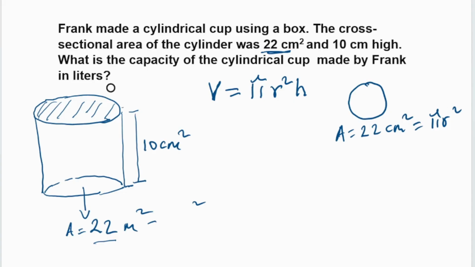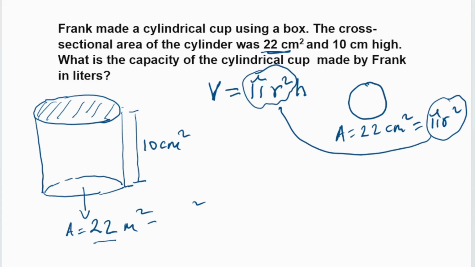Now you realize that this pi r squared is also in the volume formula, and therefore we can replace it with the cross-sectional area, CA. The volume of this cylinder is the cross-sectional area times the height.